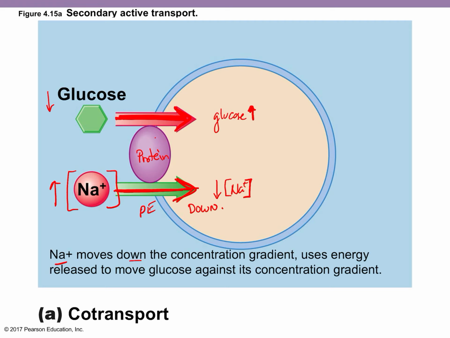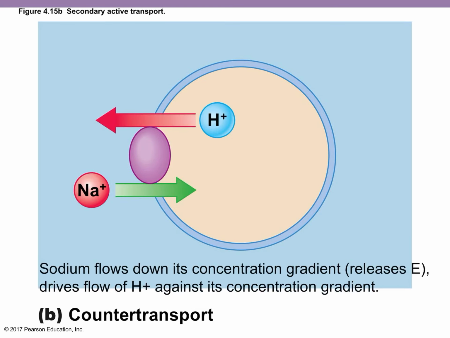Right? So sodium moves down the concentration gradient, and the transporter is going to use this release in potential energy as sodium moves to help glucose be transported against its concentration gradient. However, the idea is that both sodium and glucose are moving in the same direction, which is why it's called symport or co-transport. And this is an image of countertransport.